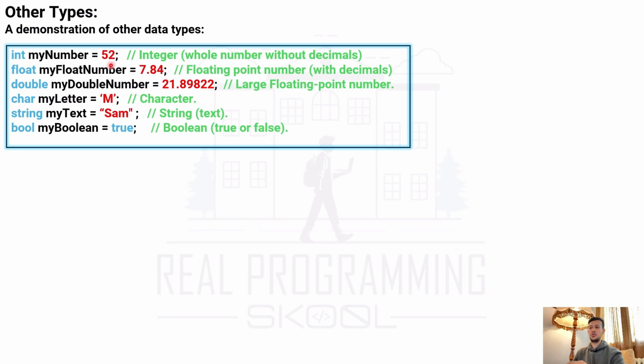Integer myNumber = 52, which means the value 52 will be stored inside the myNumber variable. So integer is a whole number without decimals, without fractions. Float myFloatNumber = 7.84. We have also a data type called float, as we saw in the beginning of this video. And the myFloatNumber variable will store 7.84. So a floating point number with decimals, with fractions.